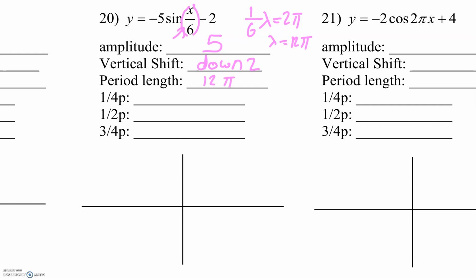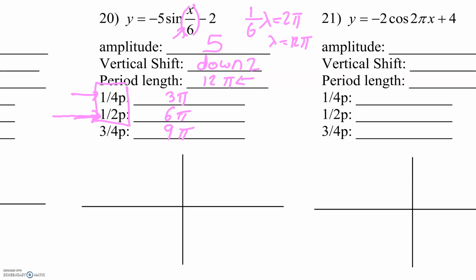Now to graph it, we need to plot those 5 points, right? So first off, I'm going to take half of it. What's half the period length? Well, if the period length is 12 pi, half is 6 pi, right? Now let's find a fourth of the period. A fourth of the period would be half of the half period, which would be 3 pi. And then if we add these two things up, we would get 3/4 of the period, which is 9 pi, okay?